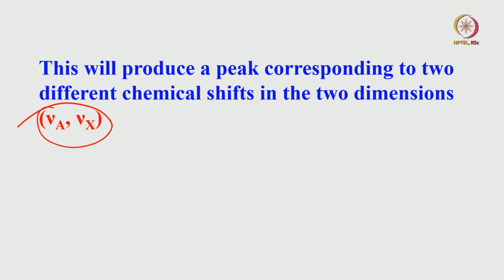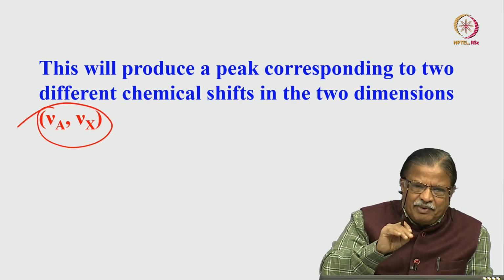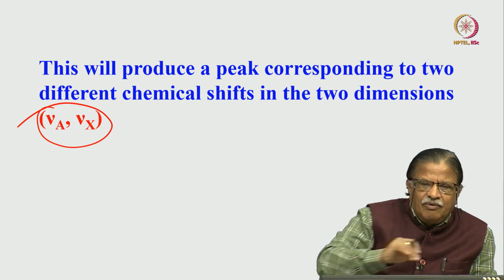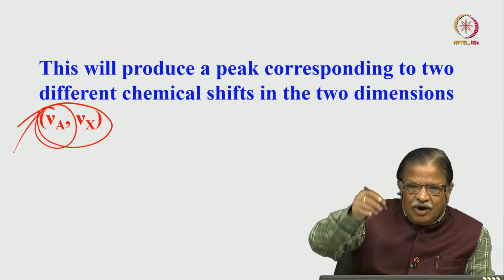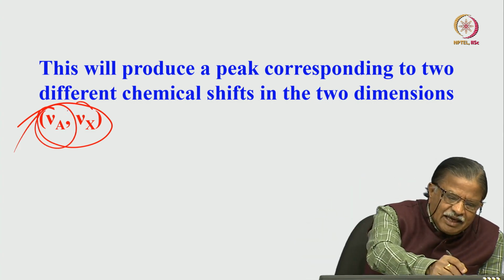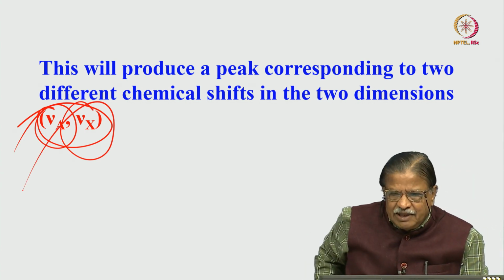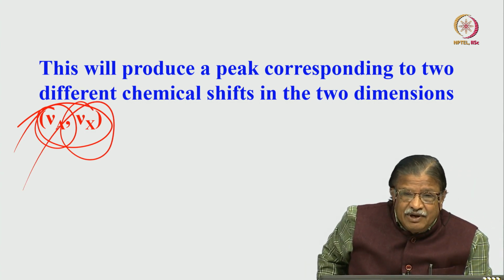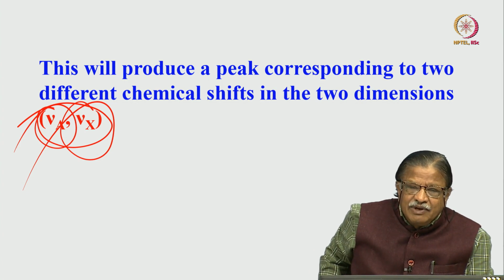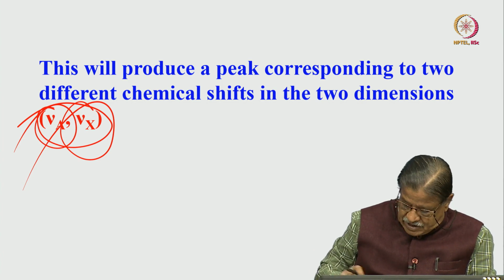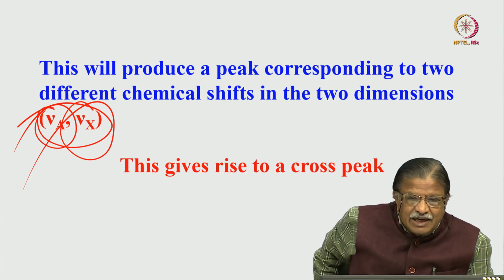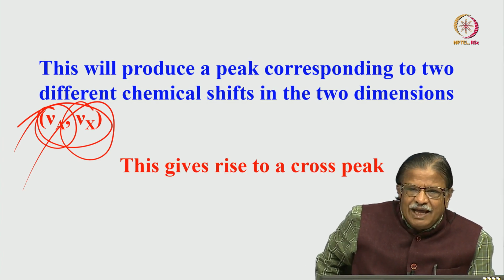We remember we understood how to interpret the 2D spectrum. We get a peak where, if you go along the omega 1 dimension, you get a frequency corresponding to the chemical shift of A. Go along the other dimension, you get the chemical shift of X. Both will be there. You will get the peak which corresponds to two different chemical shifts in two dimensions. All right. What do you call this? This is called a cross peak.